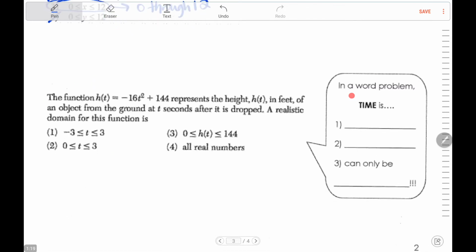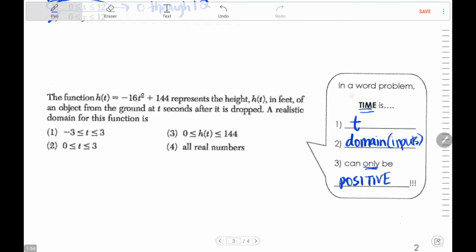Let's scroll down and talk about time. When we talk about word problems and talk about domain and range, often time comes up. Time is always represented with the variable t. Time is always the domain, which are also the inputs. And time, as we know, like 5 seconds, 10 seconds, 3 minutes, 3 hours, and so on, can only be positive. We have to remember that.